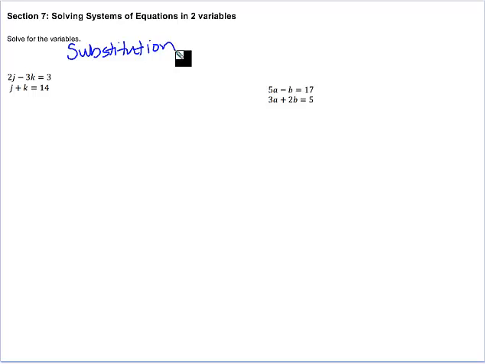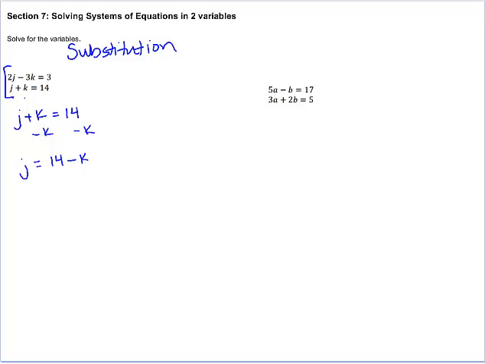Okay, so substitution means we need to isolate one of the variables in the two equations, and then we plug it into the other one. So here we have 2j minus 3k equals 3 and j plus k equals 14. You first want to identify a variable that's easy to isolate. So j or k would be easy to isolate. I'm going to get the j alone. So j plus k equals 14, so I'm going to subtract the k. So j is equal to 14 minus k.